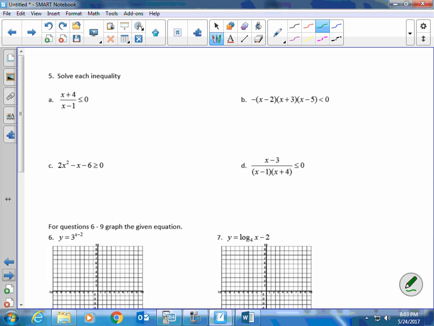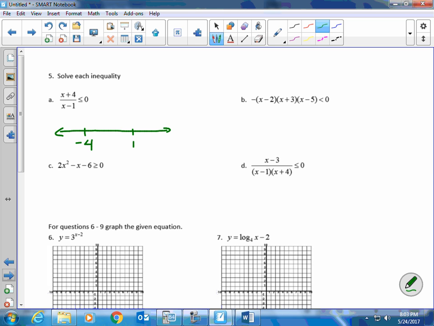We have solving these inequalities. Remember the goal: we're going to use a number line to help us, and we're going to put values for x that make the top 0, the bottom 0, or if I have factors, the values that make the factors 0. And then we're going to check each region for positive and negative sign. Okay? So, what makes the top 0? x equals a negative 4. What makes the bottom 0?